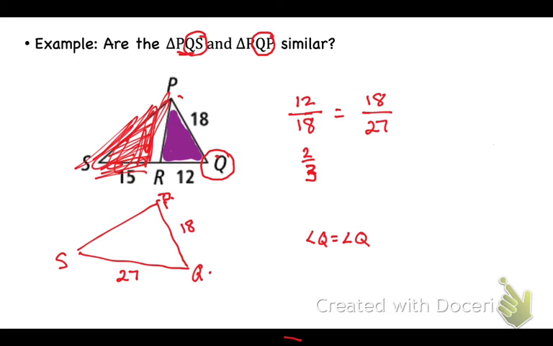And as long as the other one is 2/3, these are similar, right? If it's not 2/3, it's no. 18 and 27. Now it's 9, and then it's 2/3. So my sides are proportional, yes. I have the included angles, so is it similar? Yes. So it's side angle, side similarity.